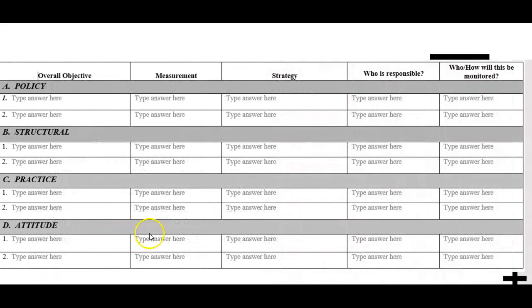So here's the template that you're going to fill out. We talked about the policy, structure, practice, and attitude. You're going to do two objectives under each one. And then we talked about the measurement. This is where you would put your measurement tool, the strategies, who's responsible, and how it will be monitored, or who will be monitoring it.